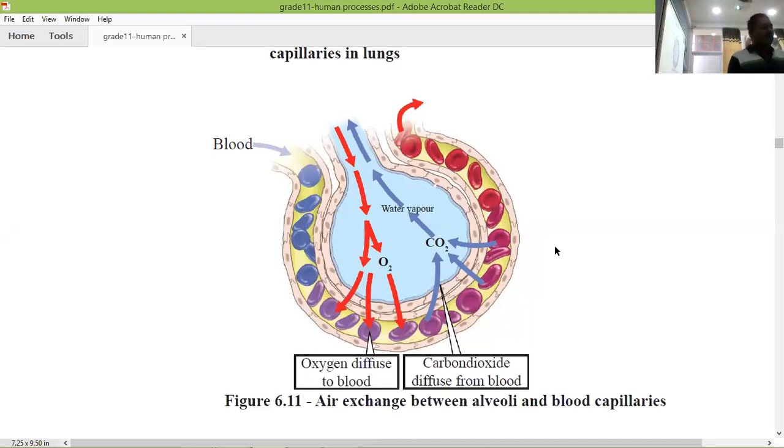Blood capillaries originated from the pulmonary artery carry deoxygenated blood, a single word, deoxygenated blood. That means blood with more carbon dioxide.